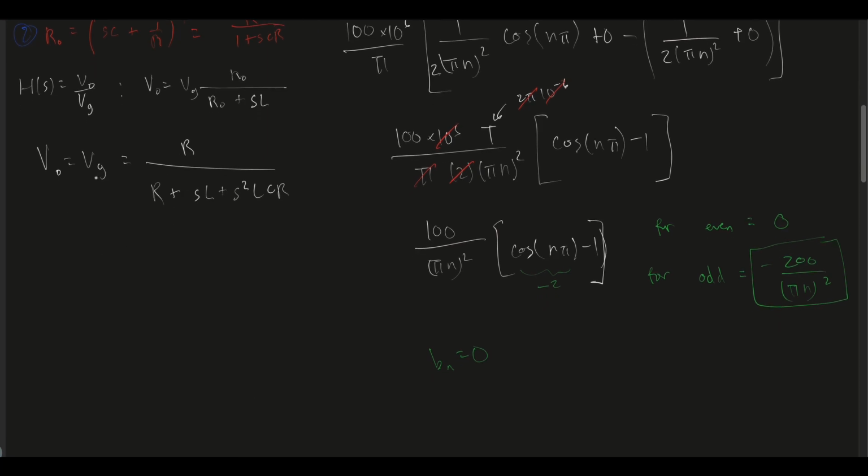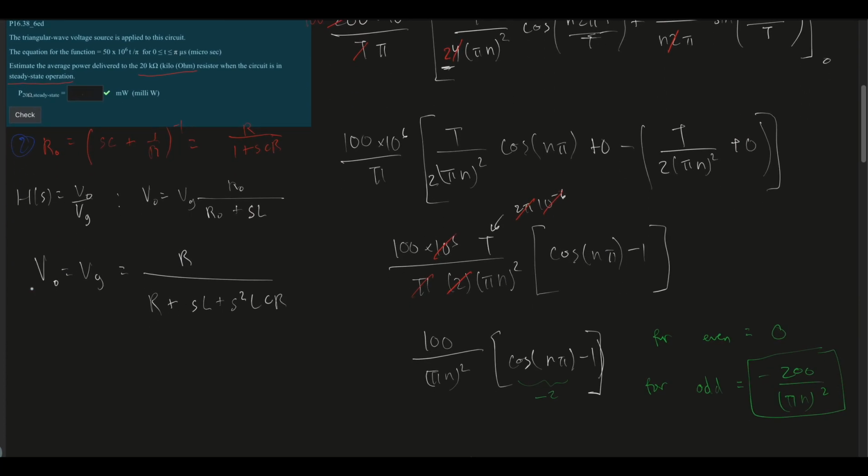So V naught is equal to Vg times R right here. Now we can plug in our values. When we plug in our values, we have this 20 kilo ohm resistor. So V naught is equal to Vg, and then, oh, there shouldn't be an equals, there should be multiplication here.